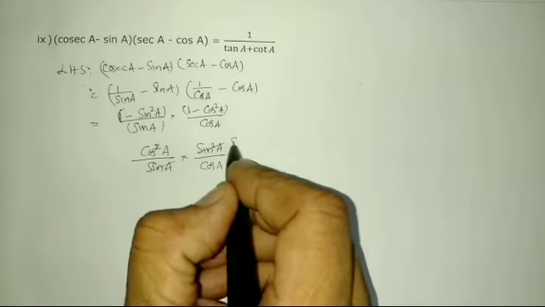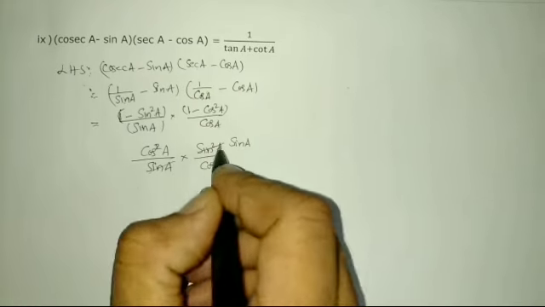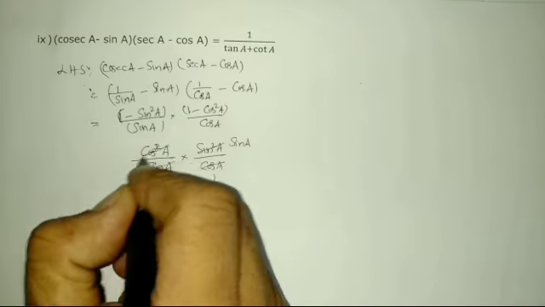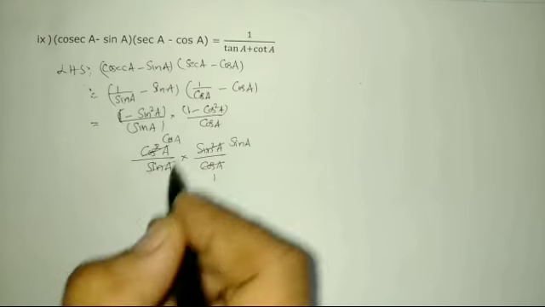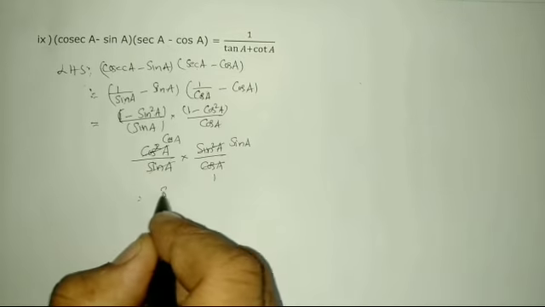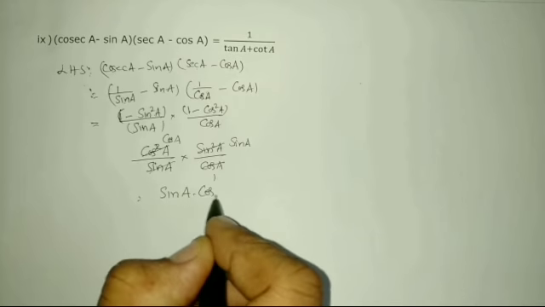So sin A times sin A gives sin square A, cos A times cos A gives cos square A. So sin A into cos A.